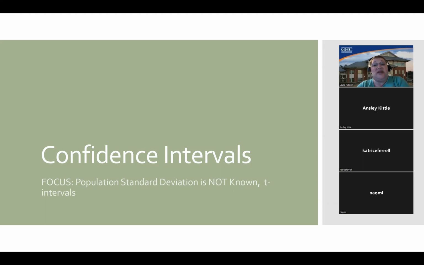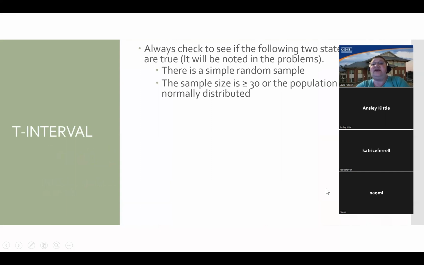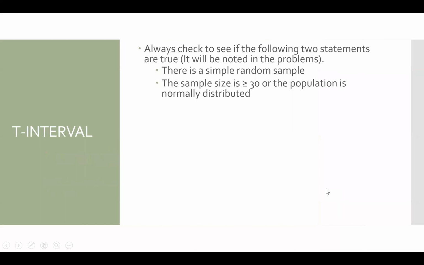But you're going to see a lot of similarity between the two concepts, because it's not a new concept, it's just one with different requirements. So a T interval has really the same conditions that we had previously with the Z. You still want to check to see if the following two statements are true. And again, normally it's going to be somehow noted in the problem, and if it's not, for our purposes, we assume that is the case. And that is that there is a simple random sample, and our sample size is greater than 30, or we know that the population is normally distributed.